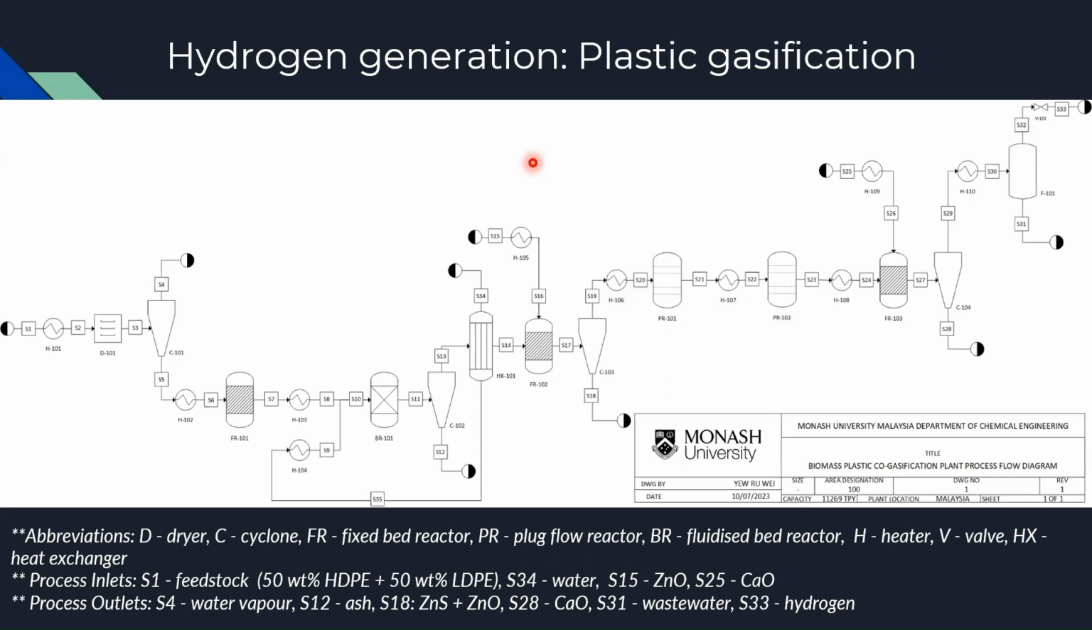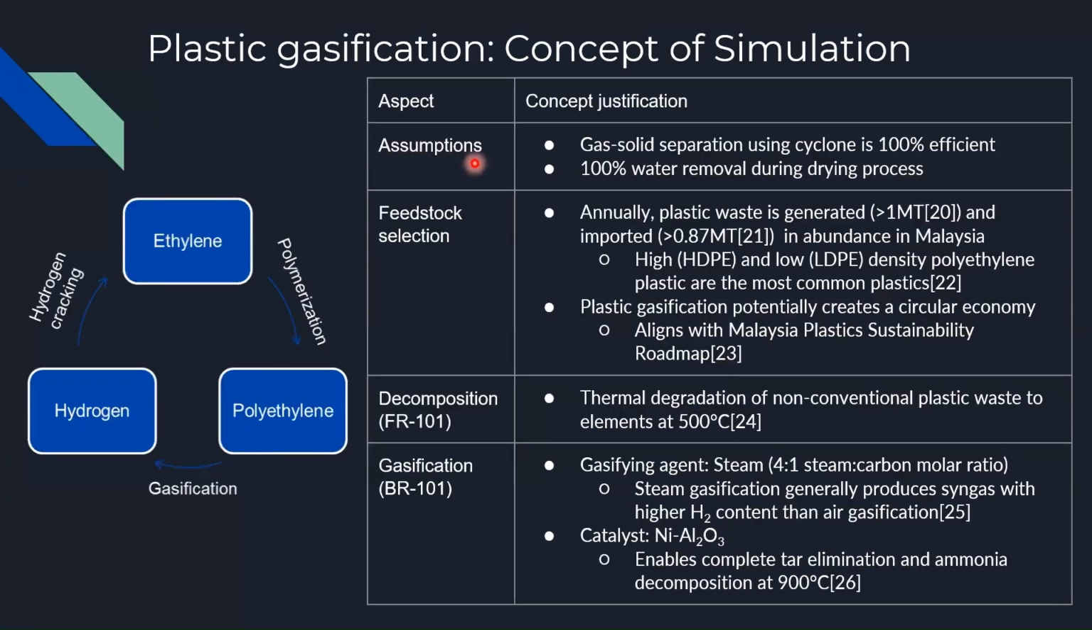My name is Yuruwei and I'll be presenting the next part, which is hydrogen generation via plastic gasification. The process flow diagram is shown with abbreviations used, process inlets and outlets. The key assumptions of this simulation include 100% efficiency of gas-solid separation and 100% water removal during drying.